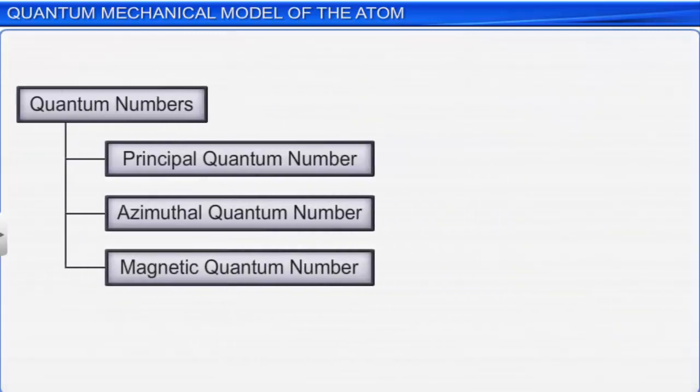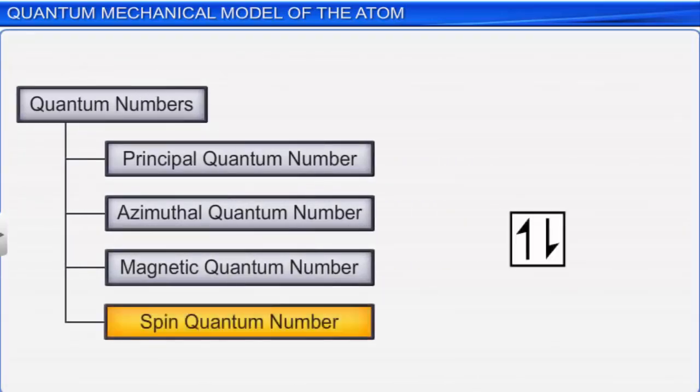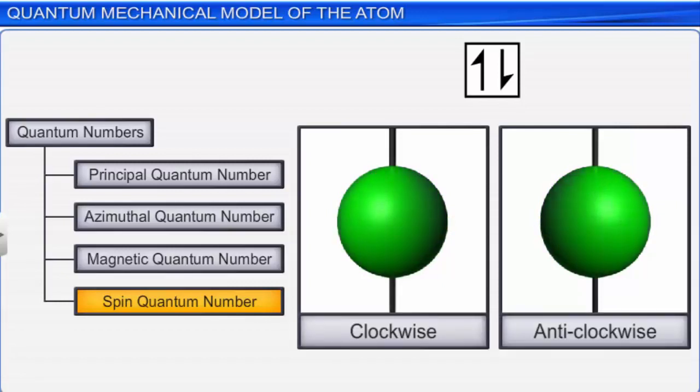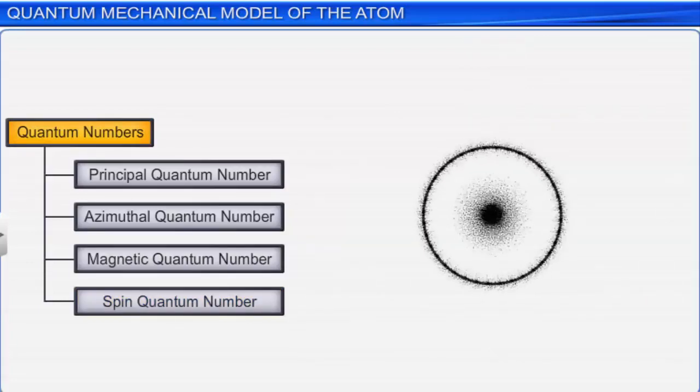A 4th quantum number, called the spin quantum number, was also introduced later to represent the spin of the electron about its axis. Spin quantum number is characteristic for an electron. Therefore, quantum numbers can be defined as a set of 4 numbers that provide the complete information about the electrons in an atom. Let's understand these quantum numbers in detail.